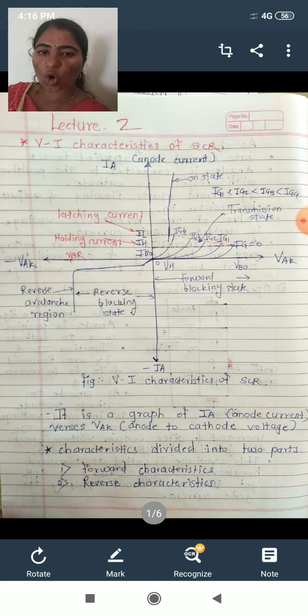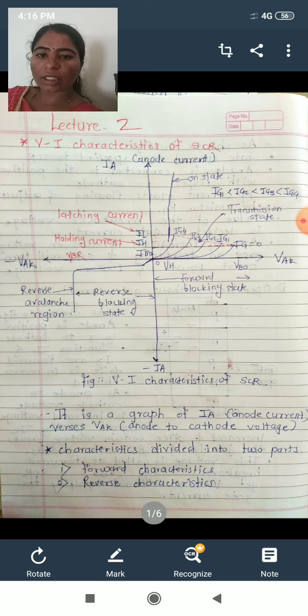Third state is the on state. In this case your SCR is totally in on condition. In other words, we can say that applied voltage becomes lower and current increases. In third state, on state, voltage is very small and current is very large.